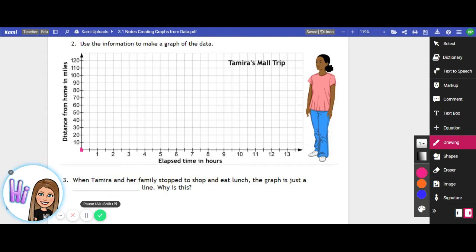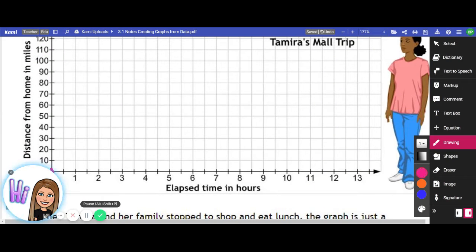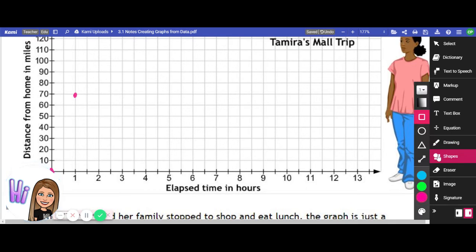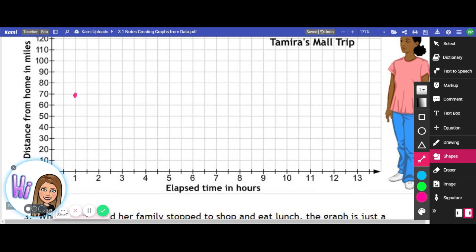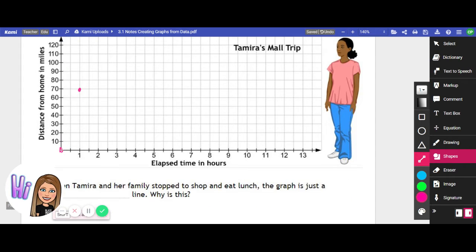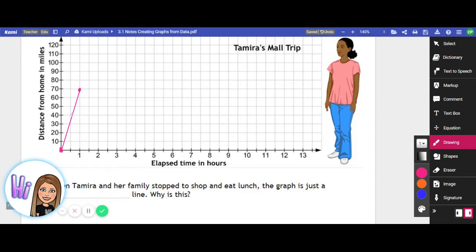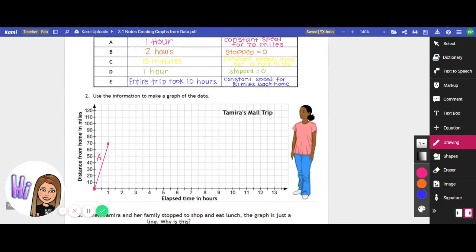Sorry, I was having issues with being able to graph it. So then when we look at an hour later, it says that she had driven at a constant rate and she was now 70 miles away from home. So that point is going to be at 1 hour and 70. And then to create a line, I'm going to go to Shapes and Insert Line. And I'm going to connect from this dot up to this dot. And that is my segment for A. Go back to drawing, and I'm going to label that A. So that one is finished.